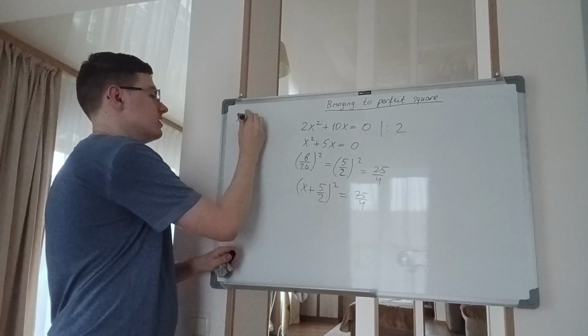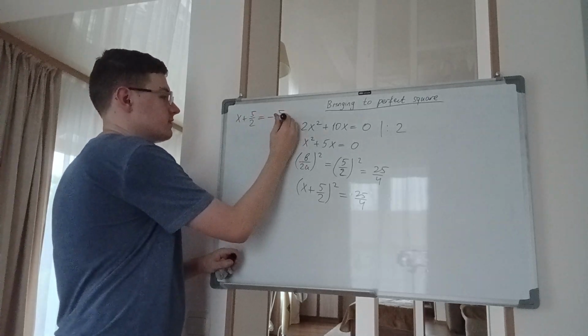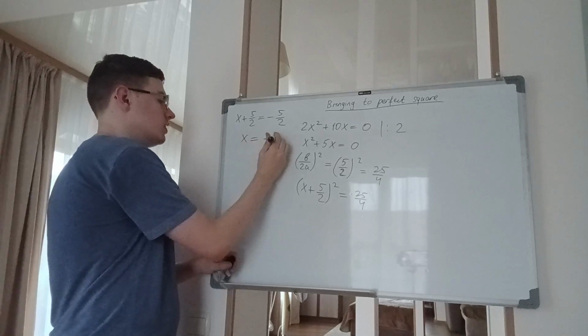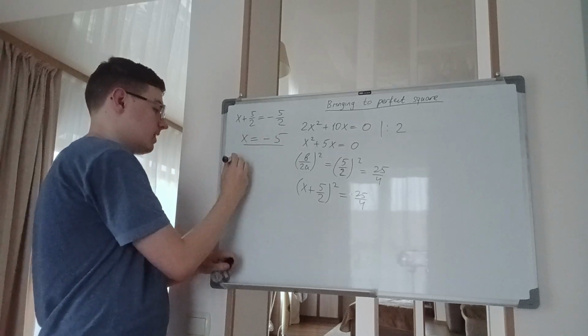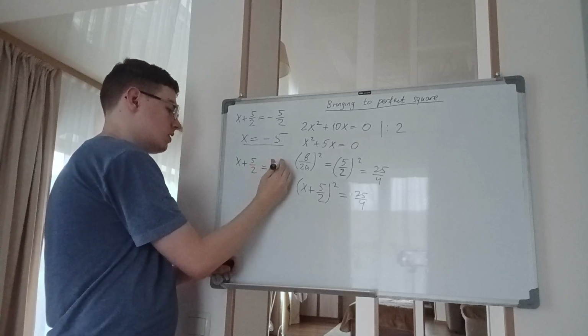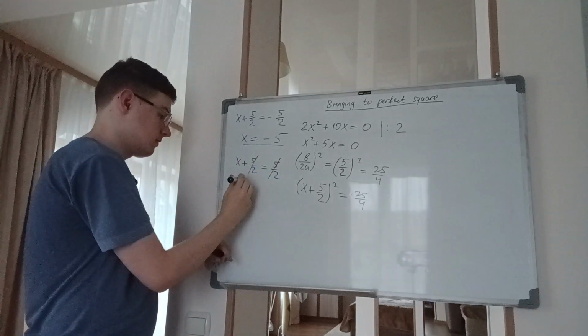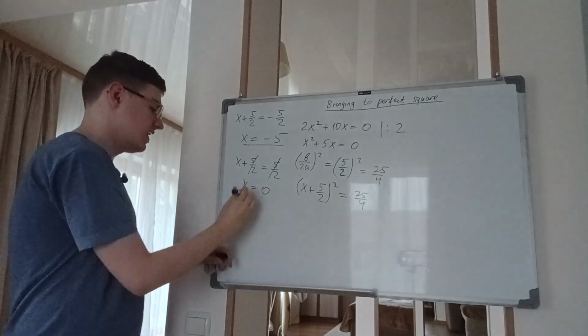Okay, let me write this here. So we have either −5/2, and here we have just −5, or just equal values, we just annihilate them. x equals 0.